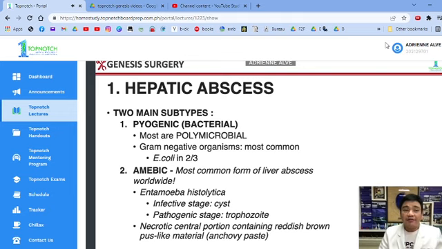Okay, in terms of amoebic, we have encountered it in parasitology. It involves the presence of Entamoeba histolytica. And the infective stage is if you would ingest a cyst, and then the pathogenic state would be the trophozoite form. So, ang magiging nadalas na narinig dito would be the appearance of the anchovy paste. Diba? Parang buzzword for that.